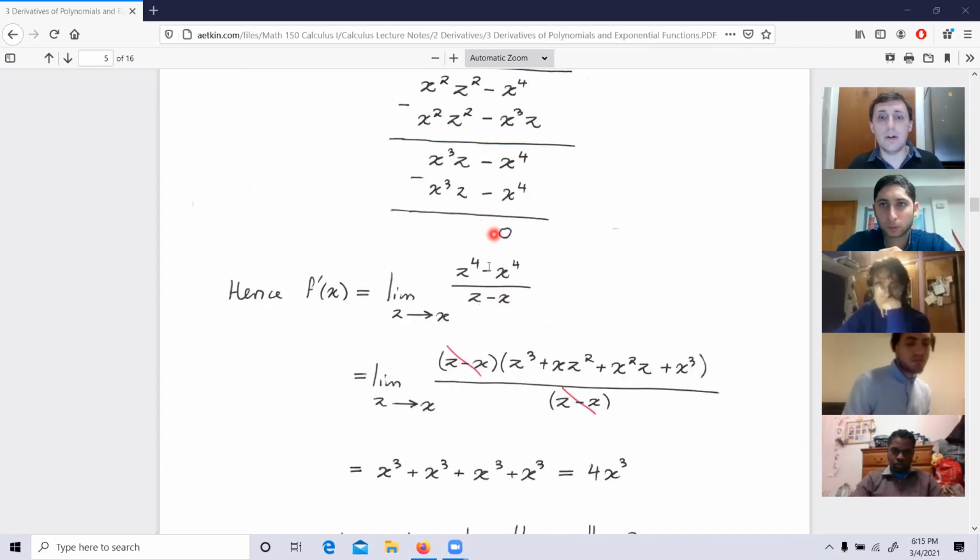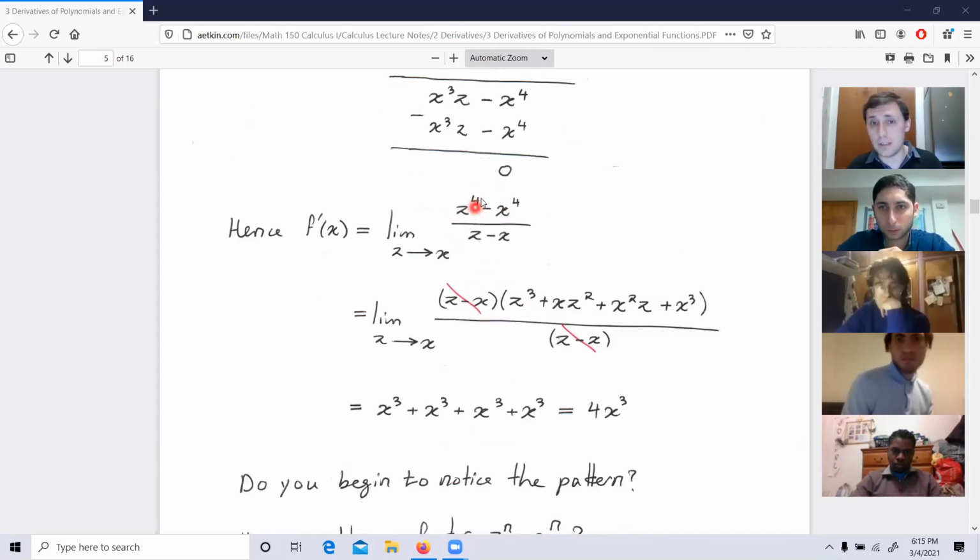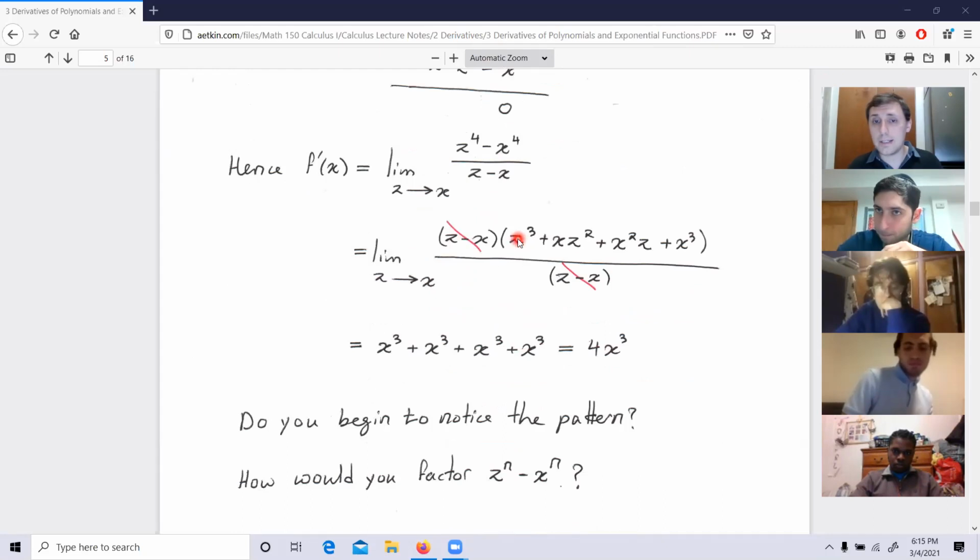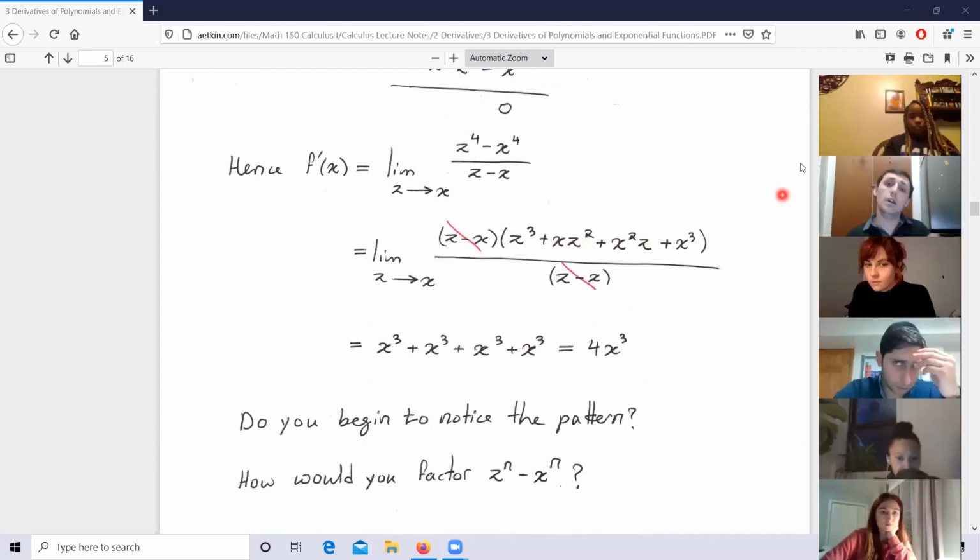And here is now what it allows us to do: factor z to the 4 minus x to the 4. I can factor out z minus x. I can simplify with the denominator. And when I push the limit, I get x cubed, x cubed, x cubed, x cubed. I get 4 copies of x cubed. Therefore, it's 4x cubed. What does it mean, guys?